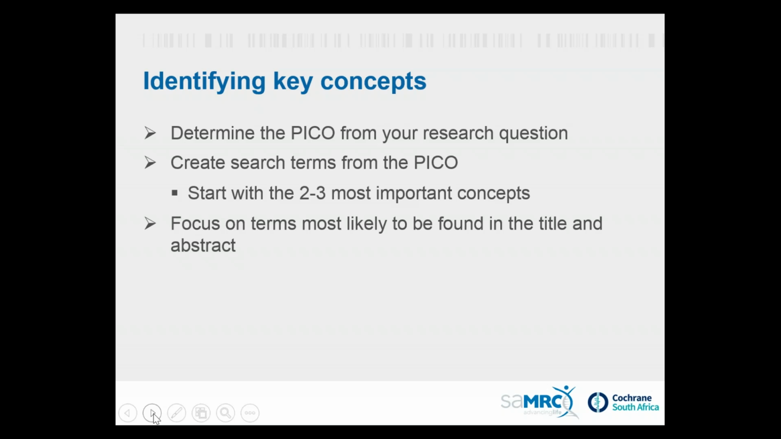Then the next step is, once you've identified your PICO, you need to create your search terms from your PICO. You'd normally start with the 2 or 3 most important search concepts, and you'd focus on those terms which you're most likely to find in the title or the abstract. The reason for this is that when you're searching PubMed, for example, it doesn't search the whole article. It will only be searching in the title and the abstract. So that's very important to remember when you're developing your search.